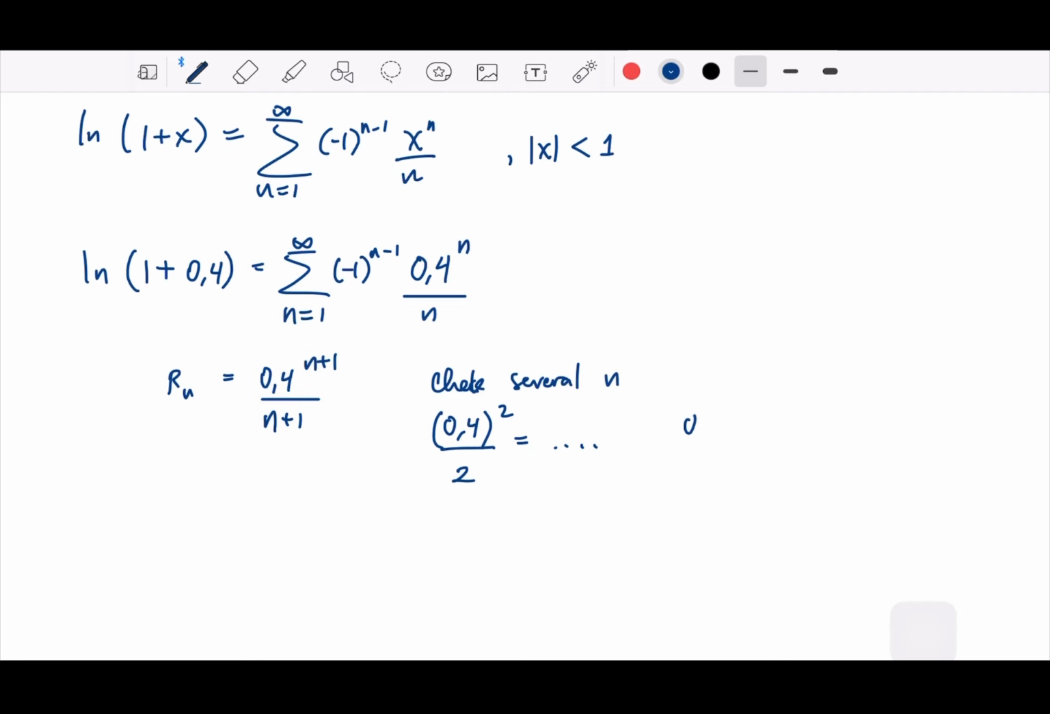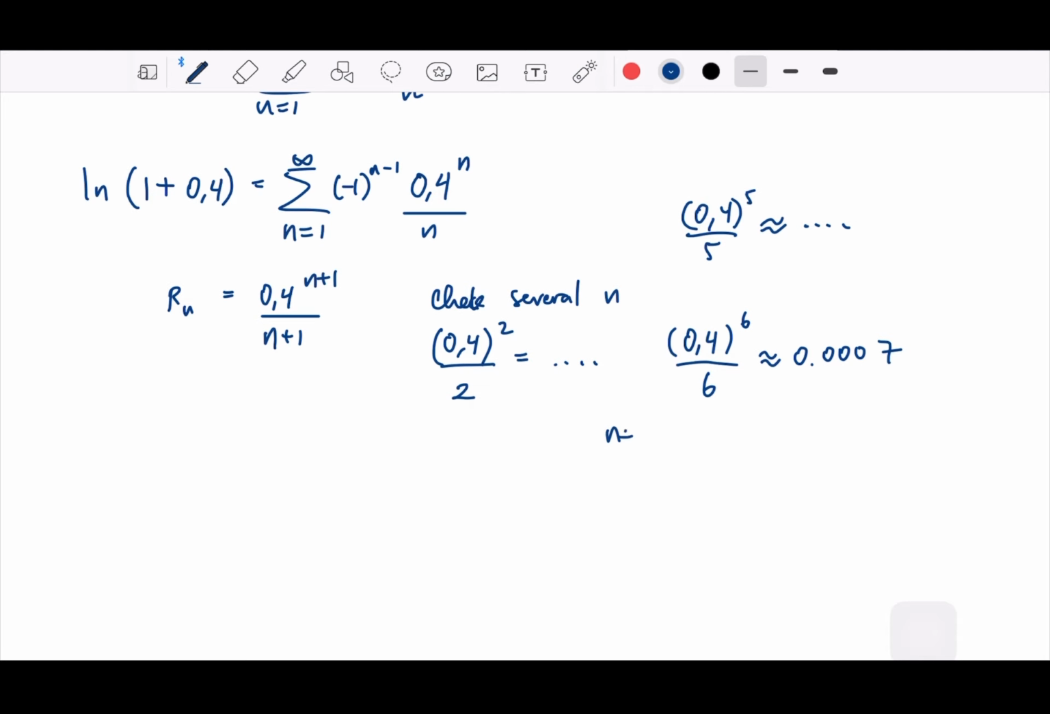And if you check all the n, you will end up with when n is 6, and if you check the number, this is 0.0007. Actually, you can compare with 5 as well, and I think it's between 5 or 6, but well, let me just take 6, which means if this is 6, then n plus 1 is 6, so n is actually 5.